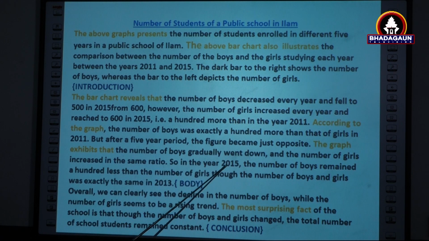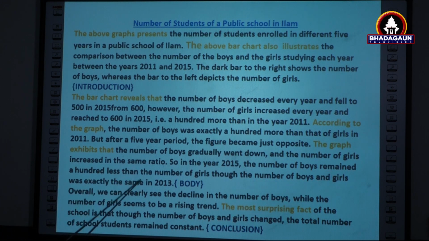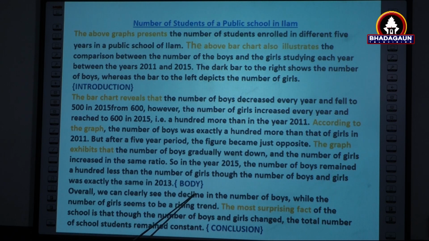So in the year 2015, the number of boys remained 100 less than the number of girls, though the number of boys and girls was exactly the same in 2013. It was a constant, meaning an equal number was there in 2013. Overall, we can clearly see the decline, meaning a decrease, in the number of boys, while the number of girls seems to be on a rising trend, increasing.